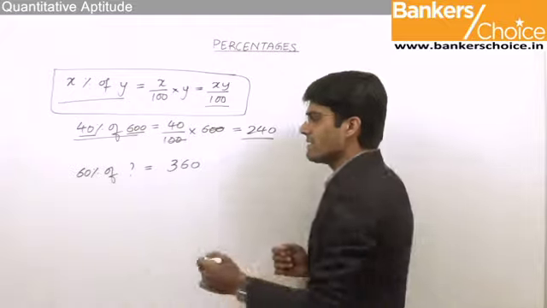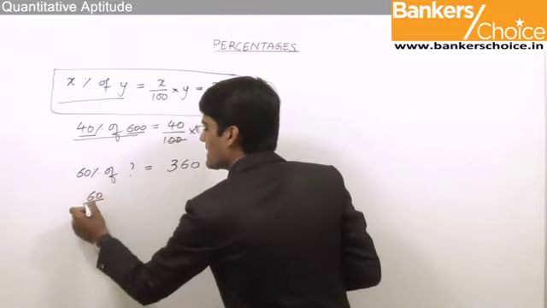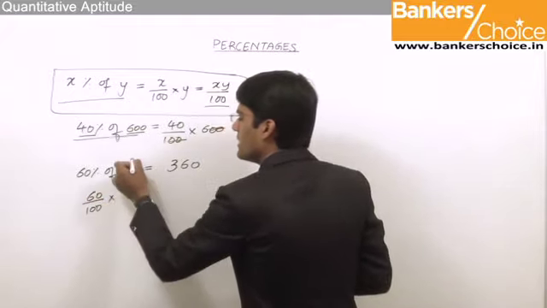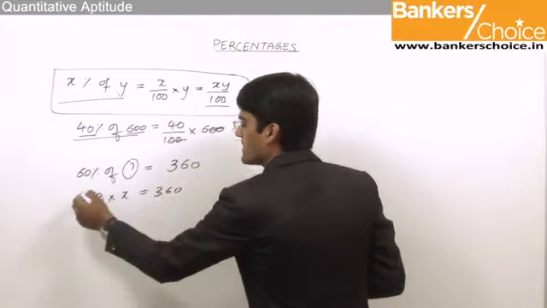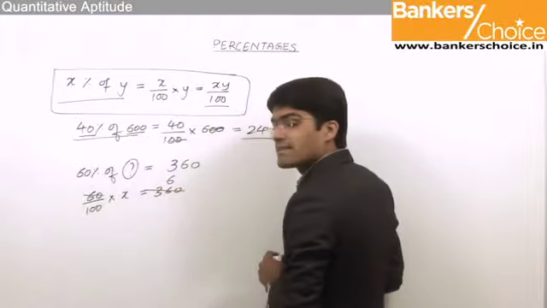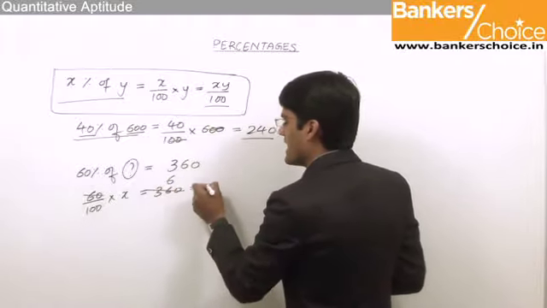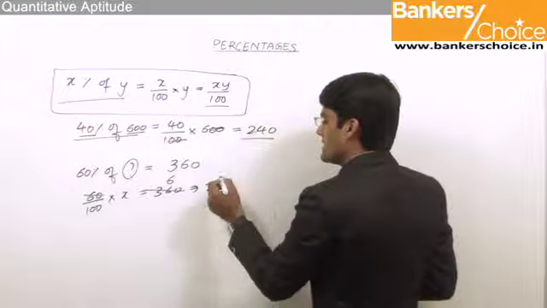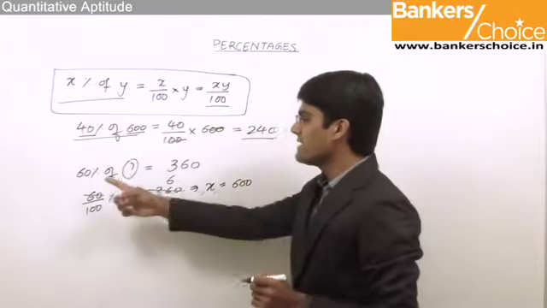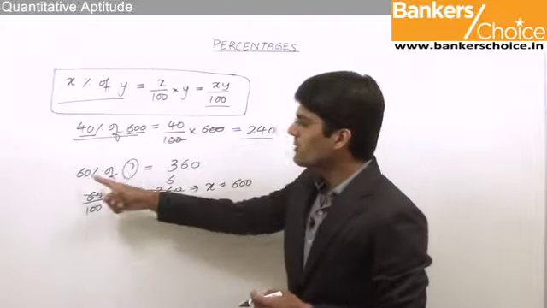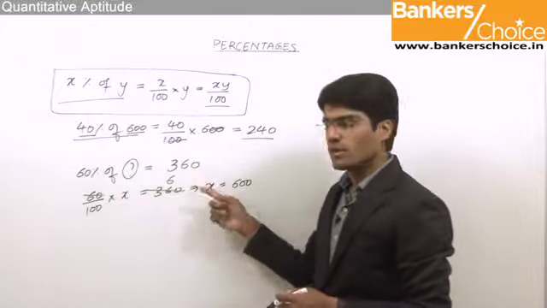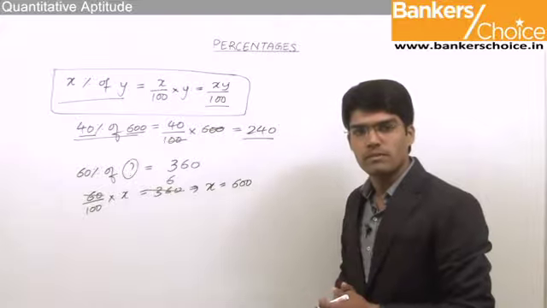Now to find out the answer, let's say 60% is 60 upon 100, into this question mark which can be taken as x, equals 360. So 60 gets cancelled 6 times here. So we can say that x will be equal to 6 into 100, 600. So very clearly 60% of 600 is 360. So here again we can see that the percentage value and the actual value were given, from which we can find out the maximum value.